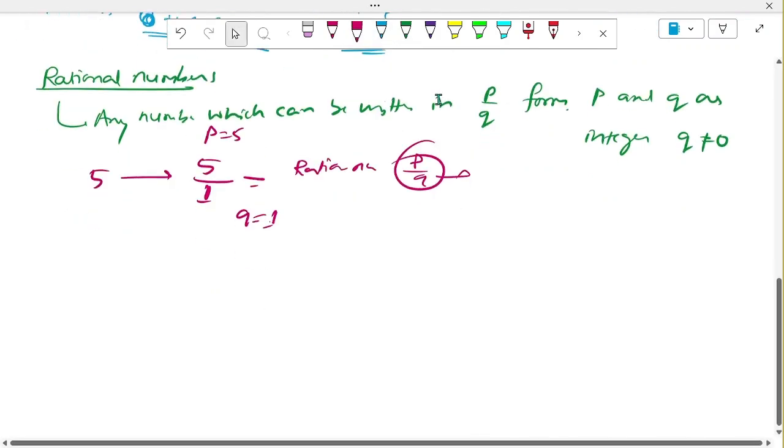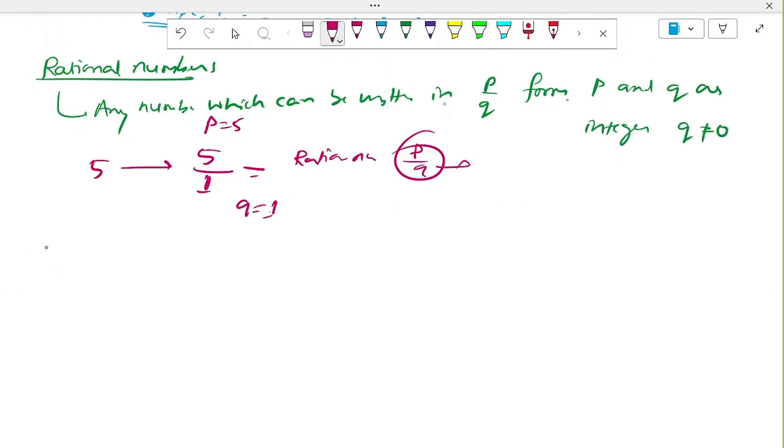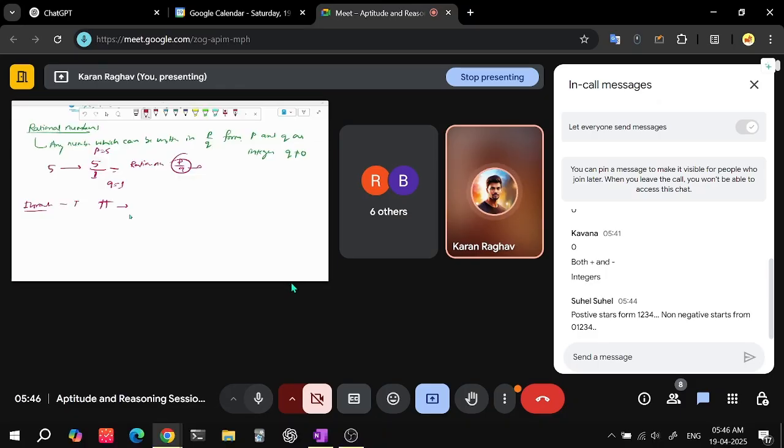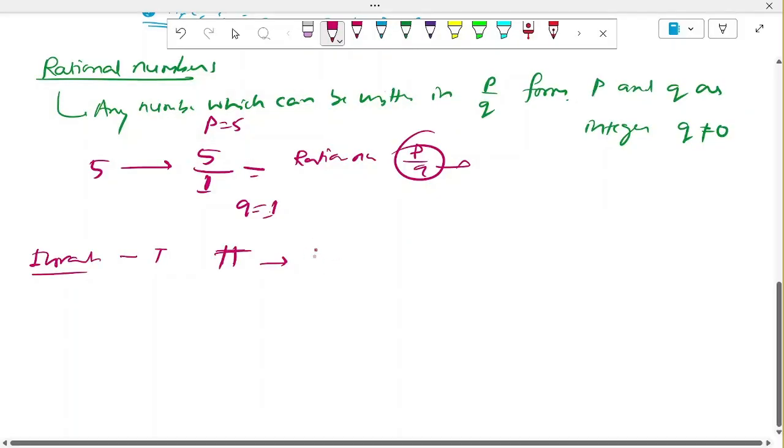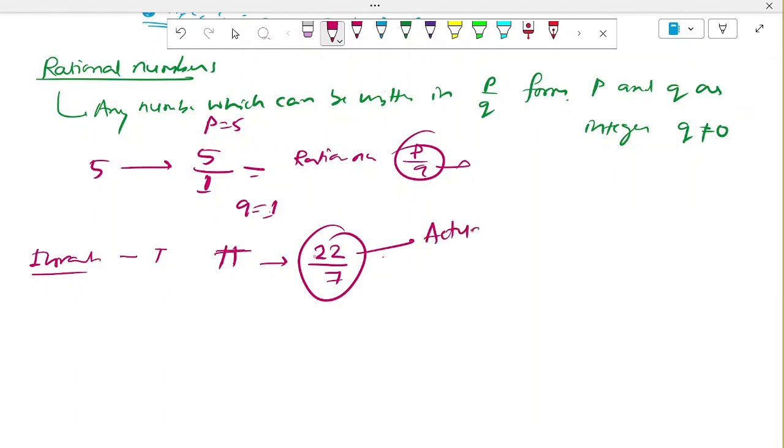Now, irrational numbers: a number which cannot be written in the form of p by q. For example, pi. Pi cannot be written in the form of p by q. Most of the time we use 22 by 7, but this is not the actual value of pi. For our convenience, we'll use 22 by 7.